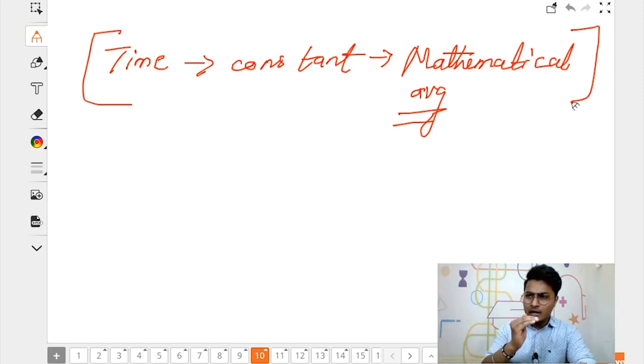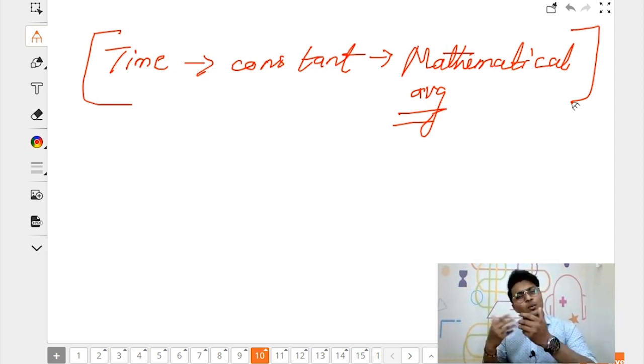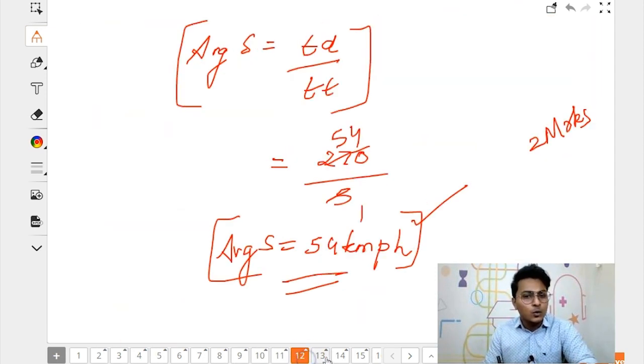Okay. Level 1 done. If you notice in level 1, time was given to you, speed was given to you. So it was very easy to find out the distance. In level 2, that will not happen. Let's move on to level 2 and try to find out what is going to be new for level 2.